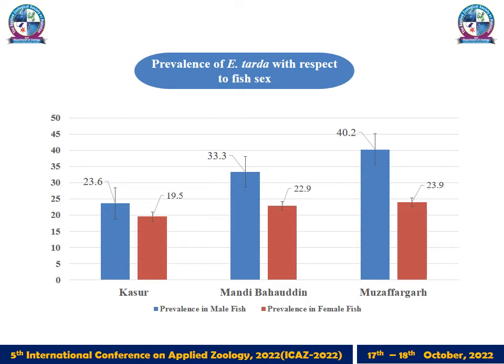And this shows the prevalence of E. tarda with respect to fish sex, and maximum prevalence was recorded in male fish, that was 40.2% in the fish farm of Muzaffargarh, and minimum was recorded in the female fish, that was 19.5% in the fish farm of Kasur.